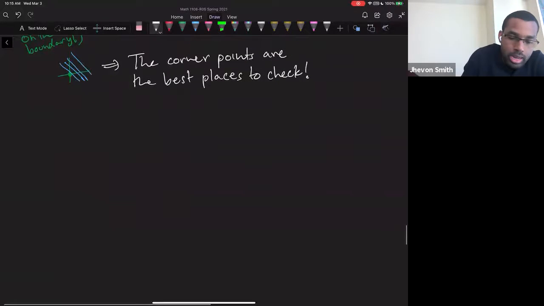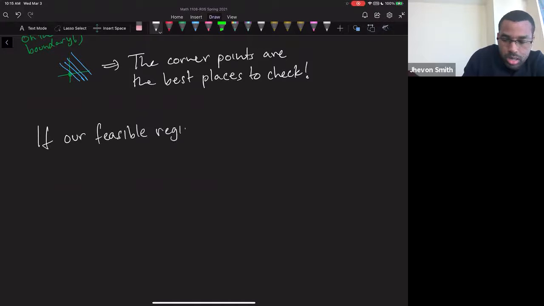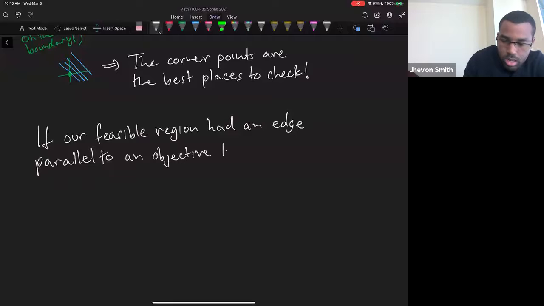And then if our feasible region had an edge parallel to our objective line, then that entire edge would give a solution.